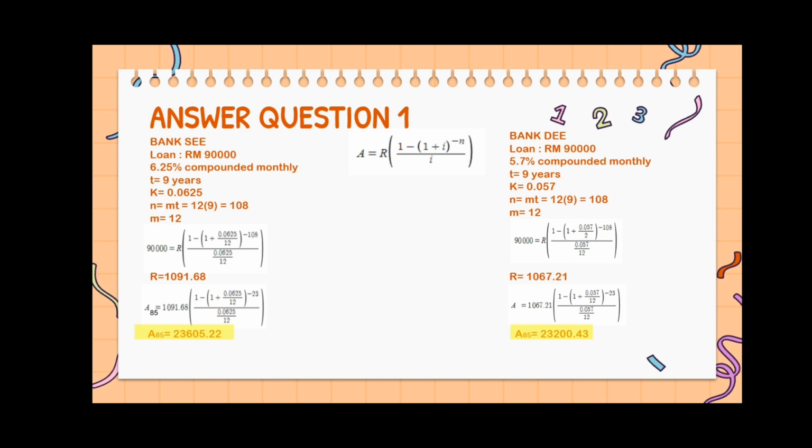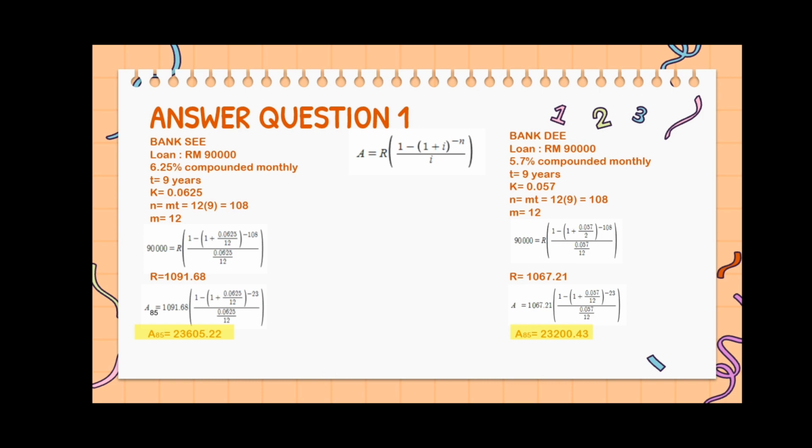Next is Bank D. We use the same rules as we used for Bank C. The loan of Bank D is RM 90,000, 5.7% compounded monthly, T equals 9 years, K equals 0.057, N equals MT equals 12 times 9 equals 108, and M equals 12. We add these into the formula we used earlier.